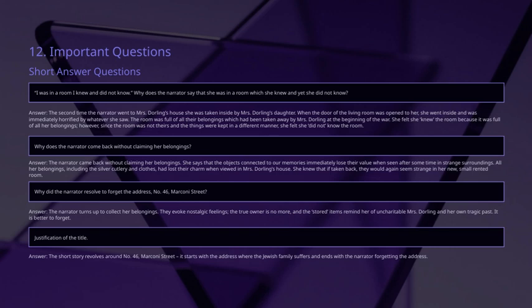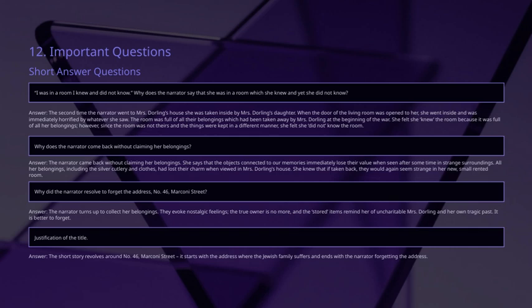You might wonder, why did the narrator resolve to forget the address, number 46, Marconi Street? Well, she came back without claiming her belongings because she realized that objects connected to our memories tend to lose their value when seen after some time, especially in unfamiliar surroundings. For example, her silver cutlery and clothes lost their charm when viewed in Mrs. Dorling's house. She understood that if she took these items back, they would seem strange and disconnected in her small, new rented room. So, forgetting became a way to let go.